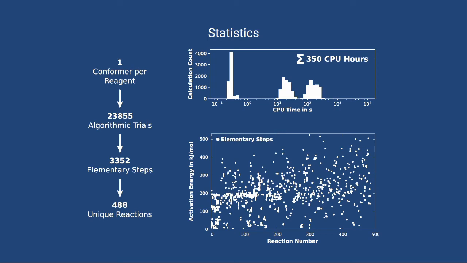We have picked 1 conformer for each reagent and then ran roughly 24,000 reaction trials, which led to 3,300 elementary steps that were sorted into 488 unique reactions. So besides our 4 assumed reactions, there were 484 other reactions found. As we can see in the bottom right corner, the statistics on the activation energies show that many of these reactions might be of interest to us as they display low barriers.